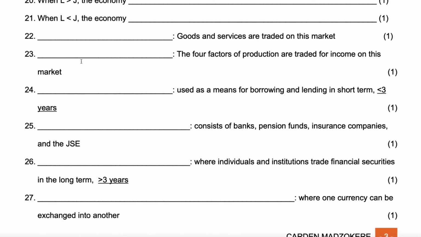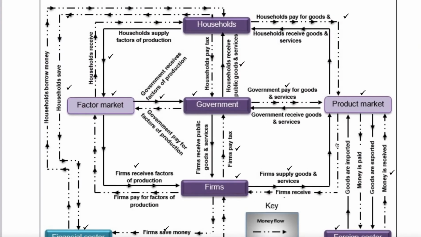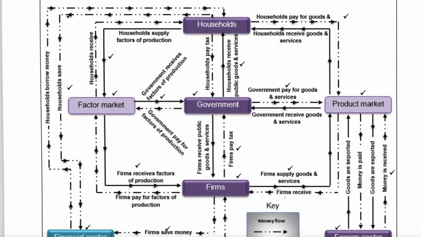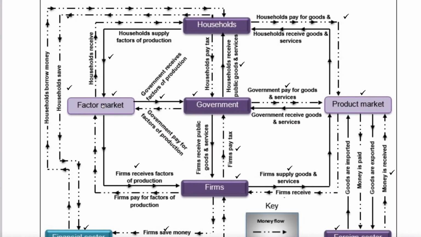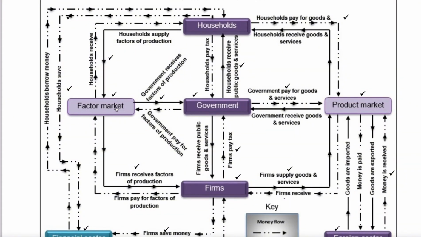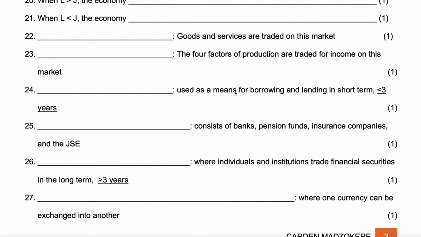Then number 22, goods and services are traded. We talked about this one. We said goods and services. Look here. Whenever we see goods and services, it's happening on the product market. Okay, so goods and services are traded on the product market. Then the 4 factors of production are traded on, you see, household supply factors of production, on the factor market.